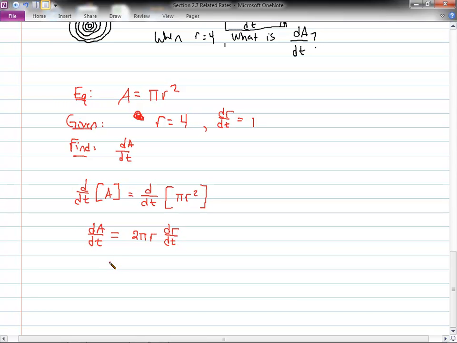Now we know what we're given, right? Plug in our givens. 2 pi. We were straight out given that r is 4. And dr/dt is 1. So the answer is 8 pi.